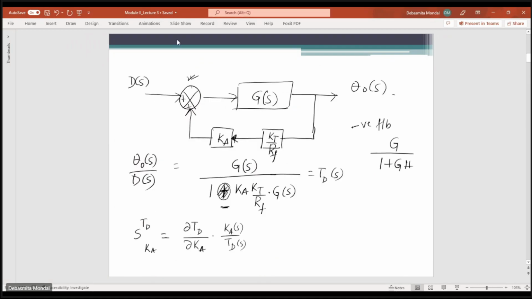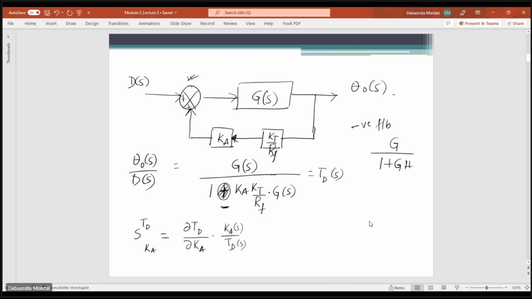Okay, so we had drawn the equivalent block diagram. What will be the case when we are dealing with TDS? At that time someone told me that the expression for theta 0 by DS, which equals TDS, will have in the denominator 1 plus K Kt by Rf into GS. So that was actually correct, but I made a mistake.